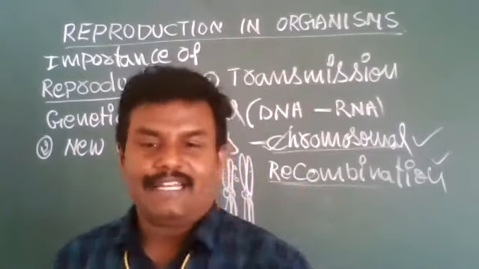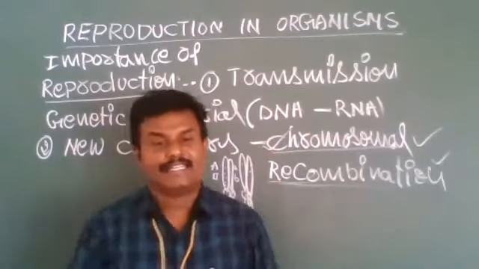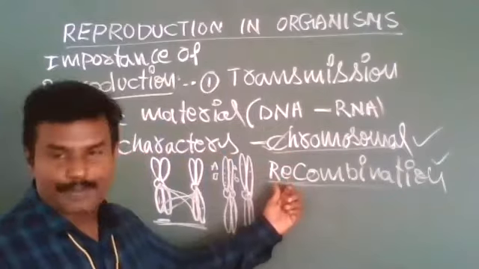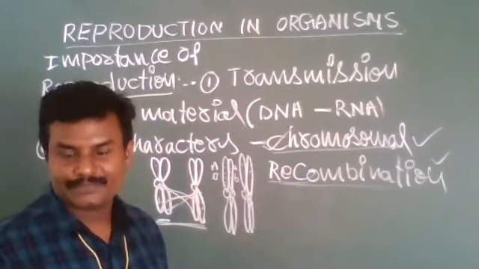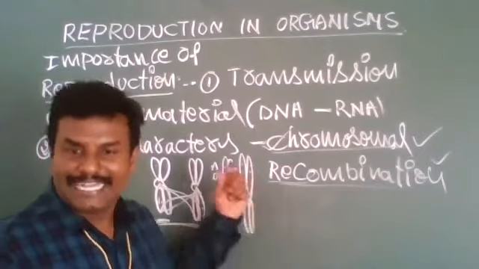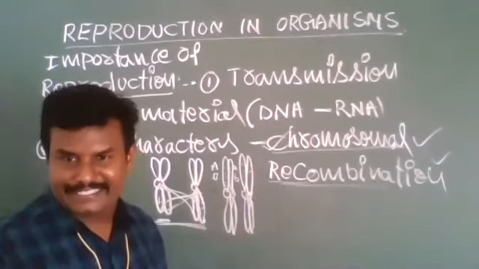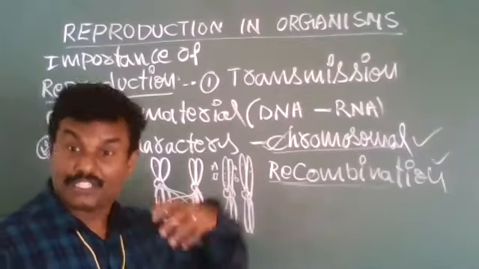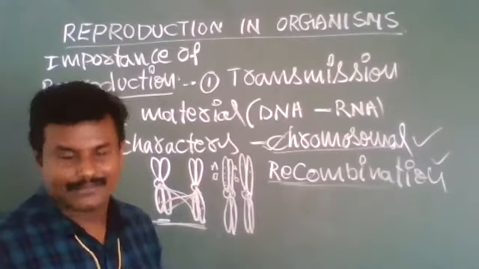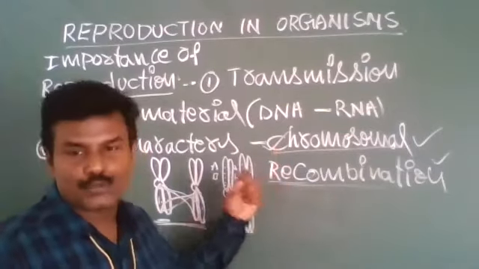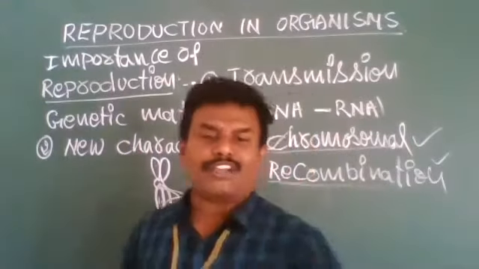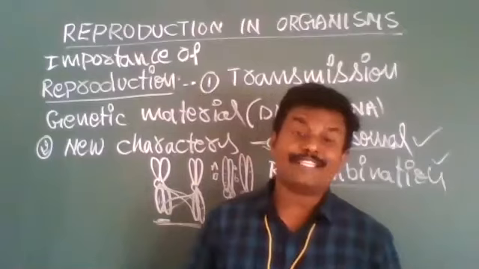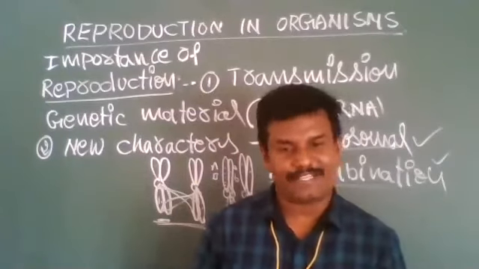So through chromosomal recombination, this process of reproduction allows the development of new organisms with new characters. About chromosomal recombination, in first PUC we have already discussed the meiosis topic and the mitosis topic.